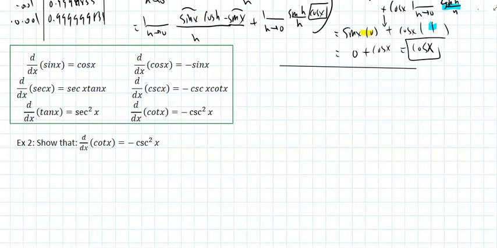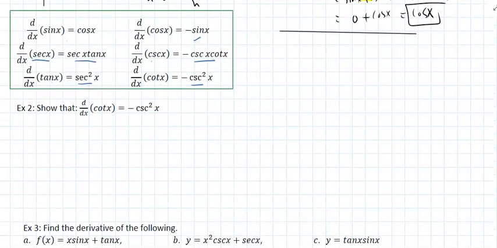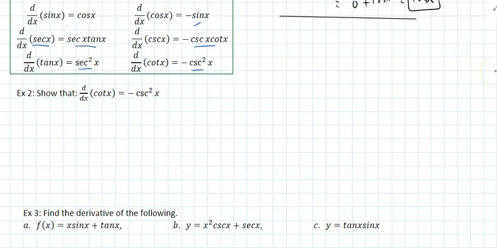Okay, now the derivative of sine is cosine, derivative of cosine is negative the sine, derivative of secant is secant tangent, derivative of cosecant is negative cosecant cotangent, derivative of tangent is secant squared, and derivative of cotangent is negative cosecant squared. I'm going to derive one for you really quick. So if I say show, I do not say use the definition. Show the derivative of cotan of x equals negative cosecant squared.